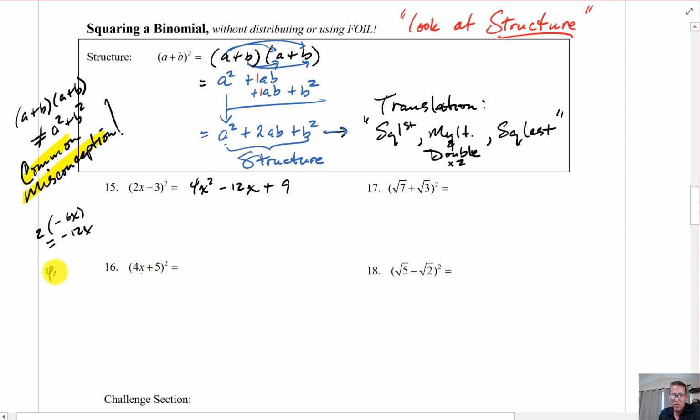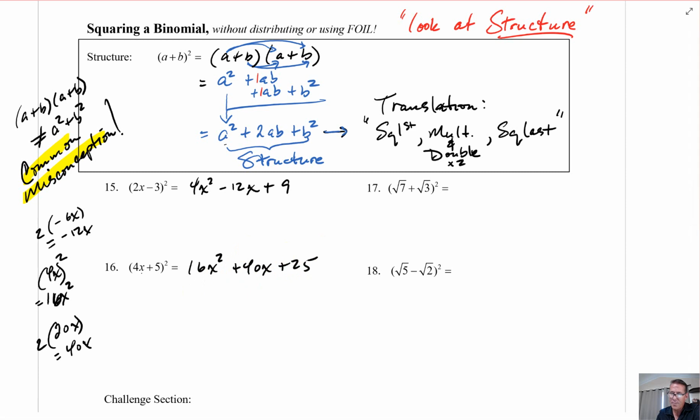So you square, multiply, double, square. You start off by taking 4x and squaring it, and you get 16x squared. You multiply 4x times 5 to get 20x, and then you double it and you get 40x. So plus 40x, and you square the 5 to get 25. You square, multiply, double, square.